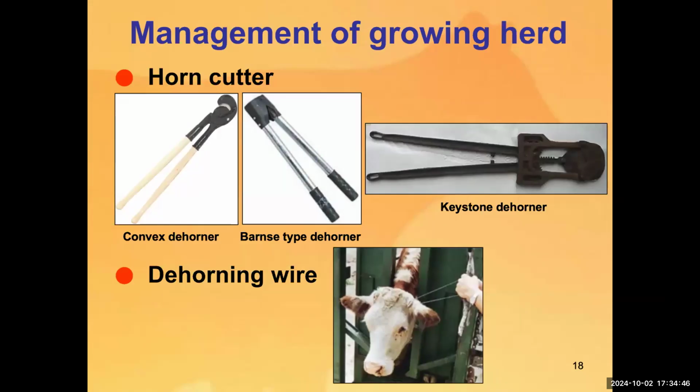Another management procedure is dehorning, in case we buy an animal that's already grown up and has horns. We use these big dehorning tools. They're quite heavy, and we have several variations: the Barnes type dehorner or the Keystone dehorner. All are heavy, actually. Another way to do it is the dehorning wire. When you're dehorning cattle, you have to inject local anesthesia. There's no need to sedate the animal. You just put it in a crush, do the local anesthesia, and then use either of these. Still expect that there will be some bleeding, so be ready with your cauterizer for this one.